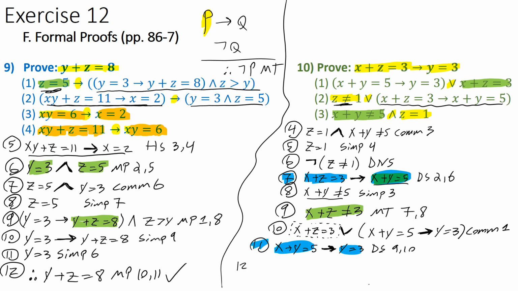Line 12, therefore, if x plus z is equal to 3, this right here, then y is equal to 3, this right here, by our hypothetical syllogism with lines 7 and 11.